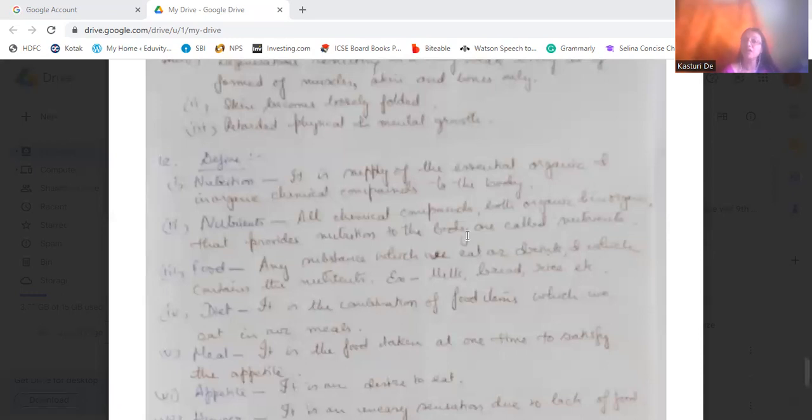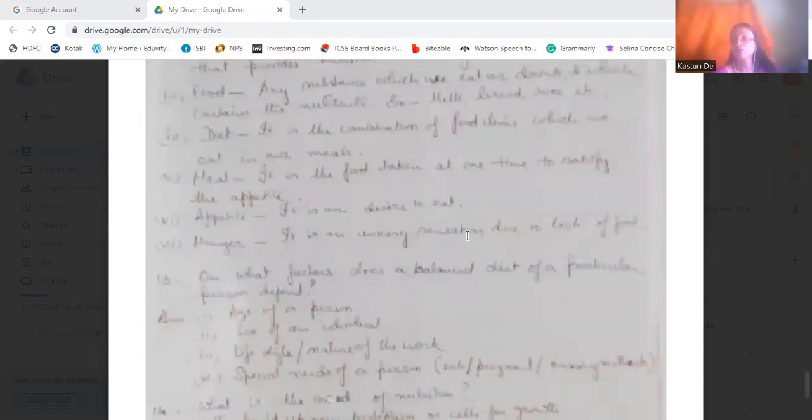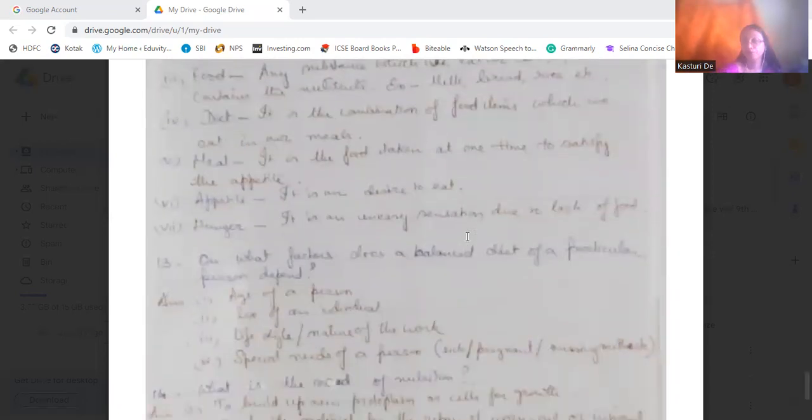And hunger is an uneasy sensation inside our body due to the lack of food. We feel very tired. Some people have stomach pain, some people have headache, some have gas problems. So these are due to hunger.